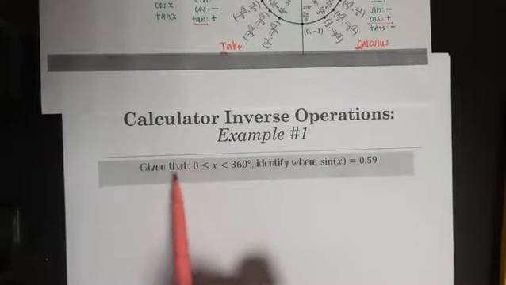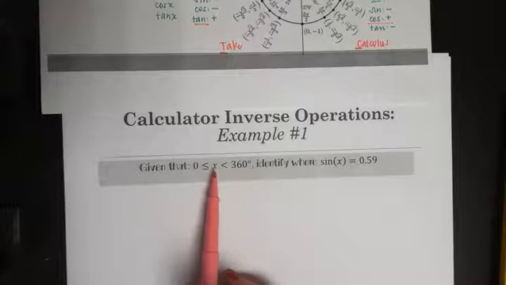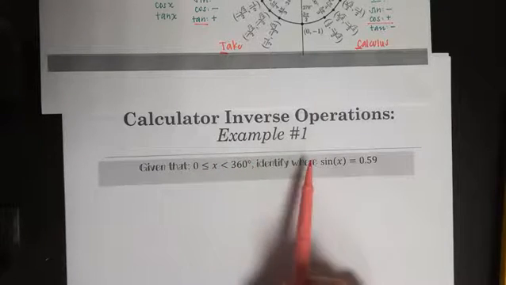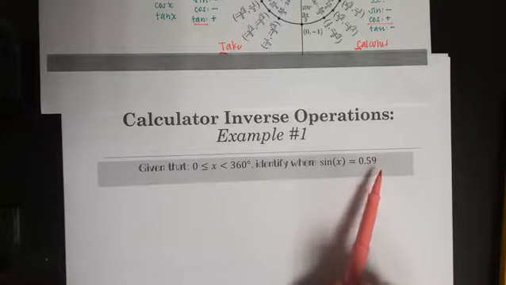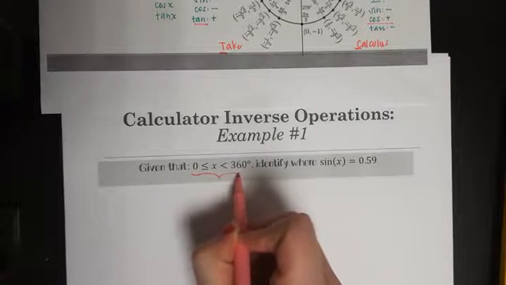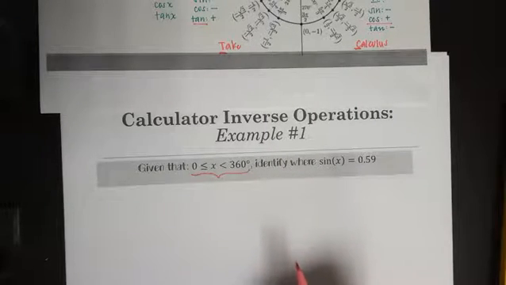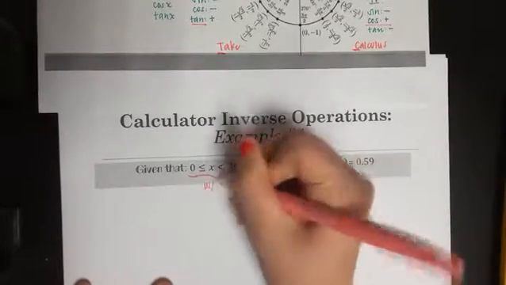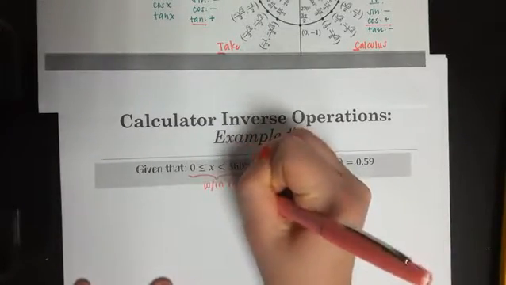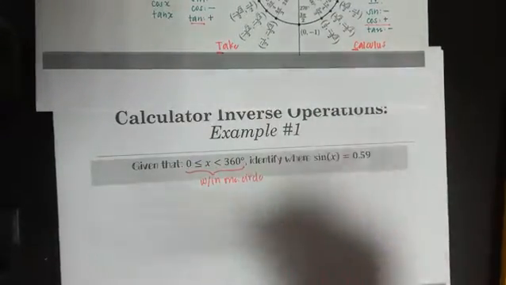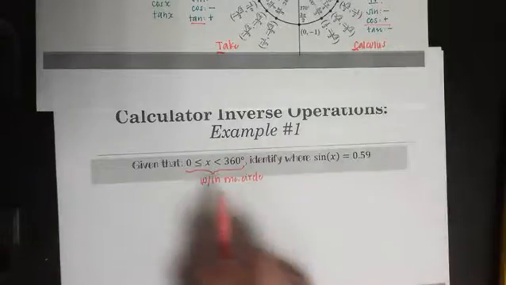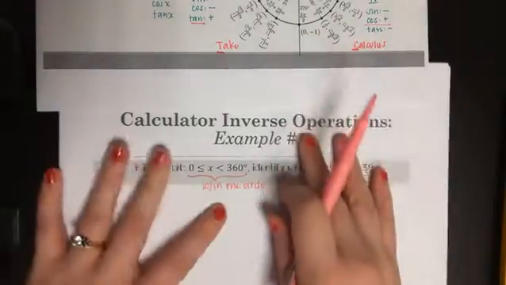So this says, given that 0 is less than or equal to x, which is less than 360, identify where the sine of x is equal to 0.59. So when you read these kinds of problems, this information is not involved in the actual calculation. What this is telling you is that you're within one time around the circle. Remember, there is an infinite number of possibilities for circular work because you can continue going in circles forever. So this tells you you're just in one circle.